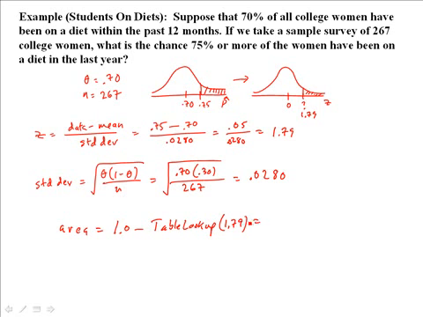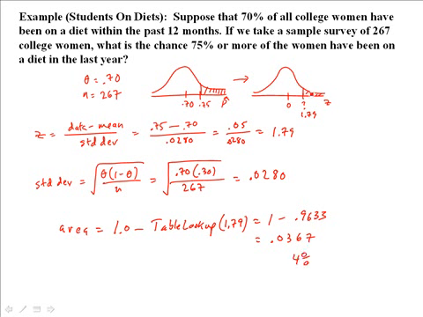I'm going to look that up with a table, although you could do it in Excel too. So I need to find 1.79. So I go over to 1.7 and then go over to the 9 column, and I get 0.9633. All right, so now take 0.9633 and subtract that from 1, and I get 0.0367. And so if we round that off to the nearest percent, it's going to be about 4%.